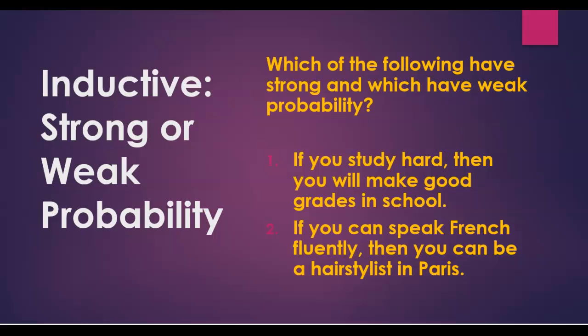Okay, for example, look at these two inductive arguments. If you study hard, then you will make good grades in school. That is an inductive argument because it's not proven 100%. There are some people who can study very, very hard and they still will not do good in school. For example, I did well in chemistry classes when I was at university, but not good in physics classes, and I studied hard. I just never connected with physics. But when it's all said and done, this is an inductive argument, and there's a good probability attached to this. If you study hard, you will probably do well in school. Not 100% provable, but strong probability.